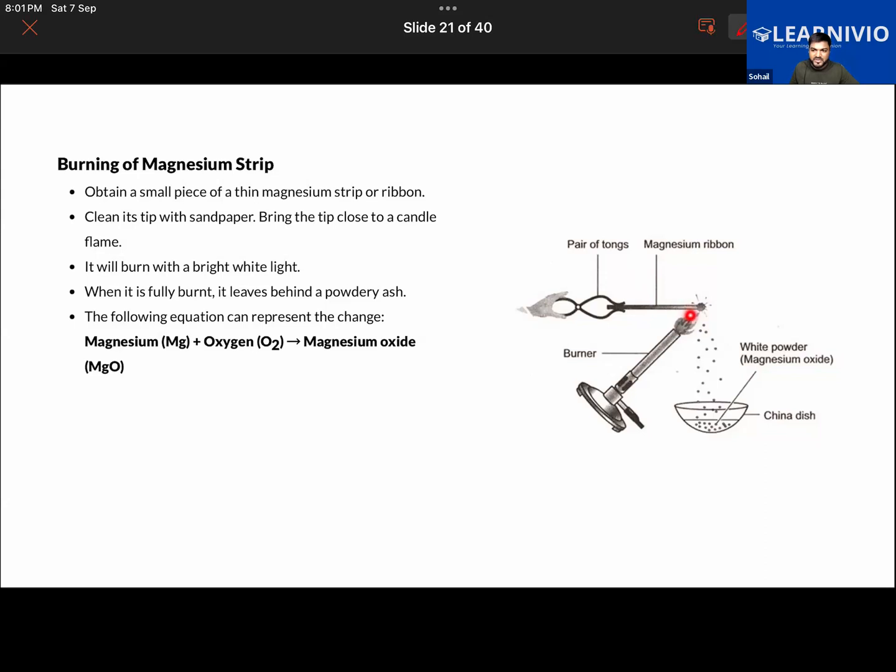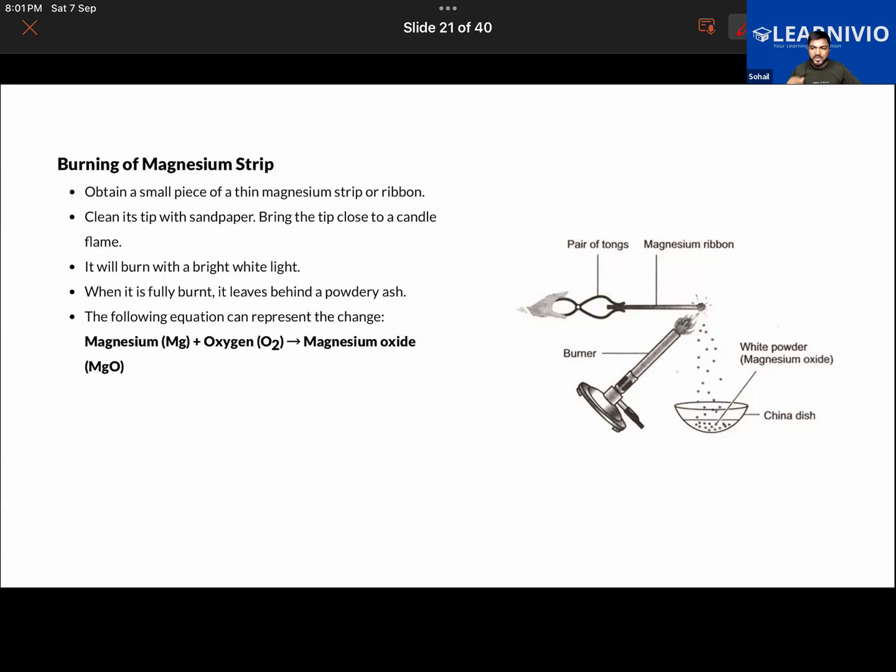This magnesium ribbon will be vigorously reacting with the oxygen, and as a result, a white powder will be falling down, and we can collect it in a china dish like this. The white powder-like structure that is stored here is magnesium oxide. So what basically happens now, if you were to take a thin magnesium strip, magnesium, moments ago we were talking about magnesium.